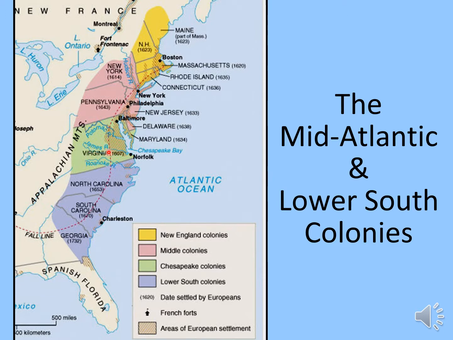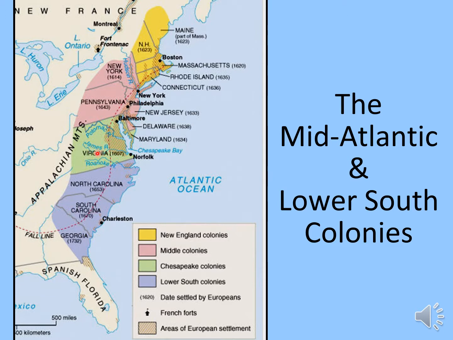So Virginia is considered a southern colony, but we covered it first because it was the first colony founded. So we've already covered it, but it is a southern colony. And then you have North Carolina, South Carolina, and then what becomes Georgia. And there's no Florida yet. We're going to get to that later. That's all controlled by the Spanish.